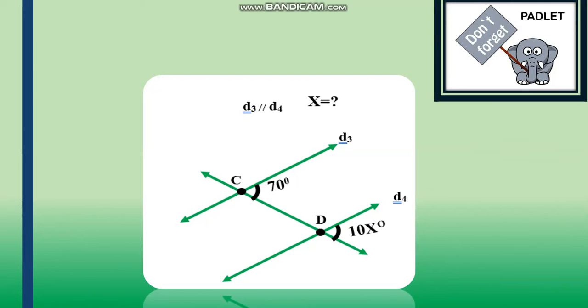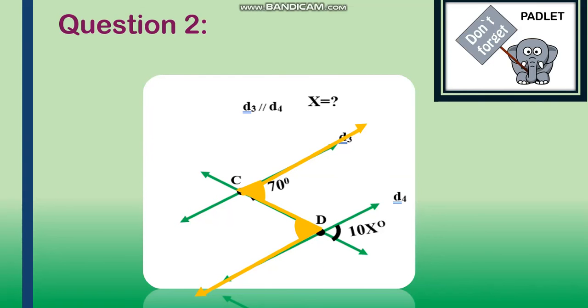Please stop the video and solve on your own. Now we will solve together. Question 2 says that angle C equals 70 degrees and it asks that what is the value of X? I think you can see that there is a alternate interior angle. If these are alternate interior angles, then these angles should equal to 70. So this angle also 70.